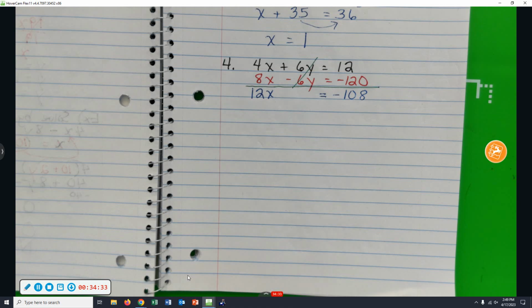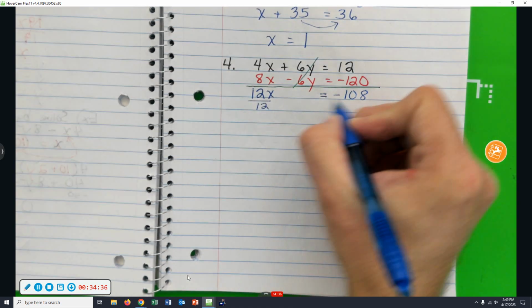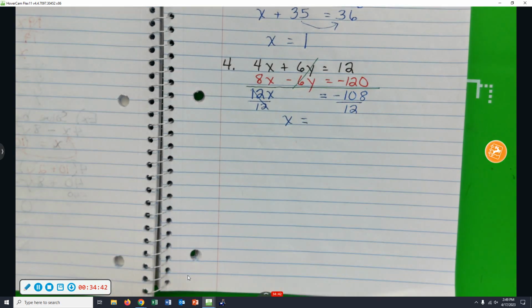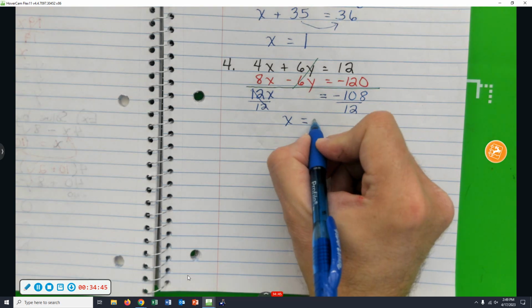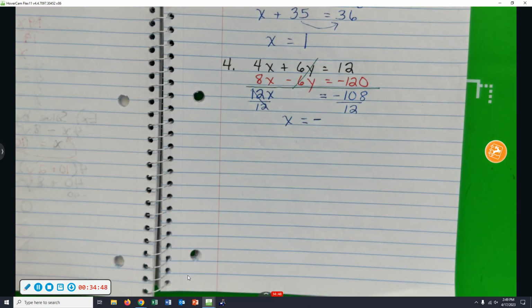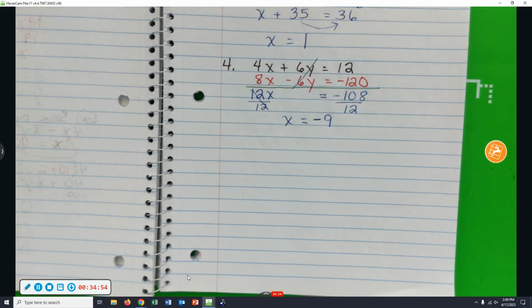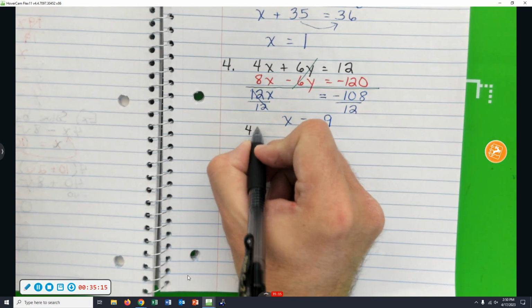Divide both sides by 12. Does 12 divide evenly into 108? Negative 9? Okay. So we have x equals negative 9. Plug it into whichever one you want. Is that what y'all would use? The 4x plus 6y equals 12 because there's no negatives on it, so we have smaller numbers.